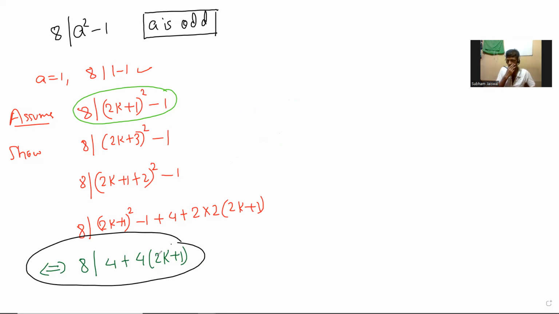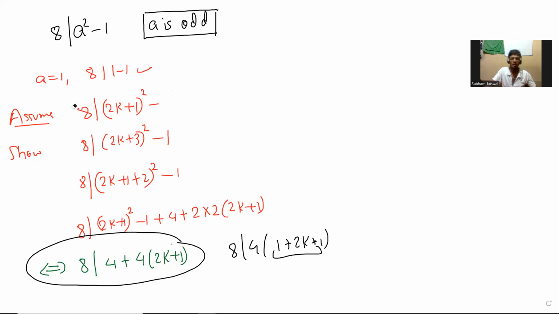Yeah, it is divisible by 8, right? There is 4 and there is 1 plus 2k plus 1. This is also even, so there is a factor of 8. Good.